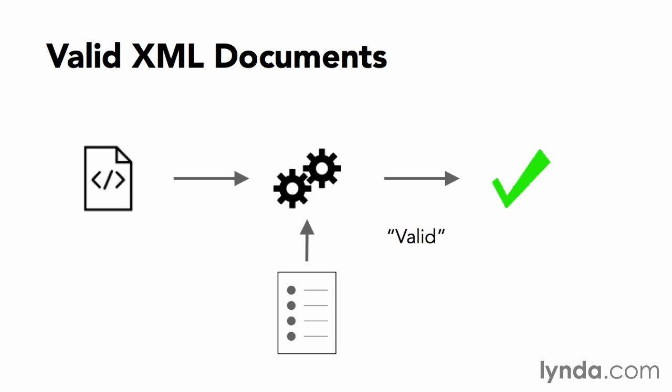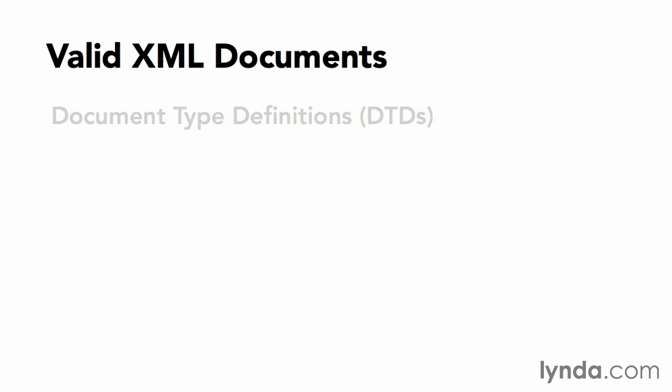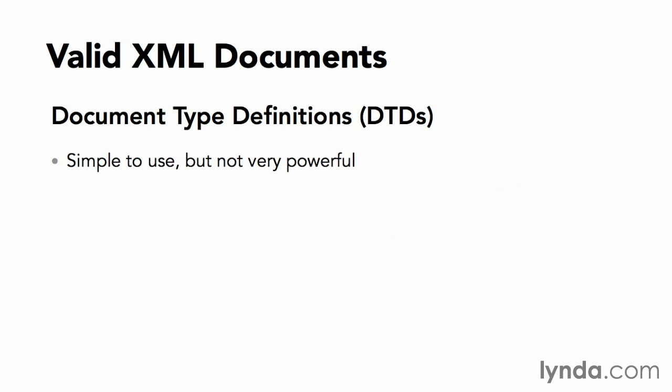There are two ways to do this. The first way is called the document type definitions. The second way is called XML schema. Document type definitions are simple to use, but they're not very powerful. They give you basic ways of making sure that certain content meets basic rules.